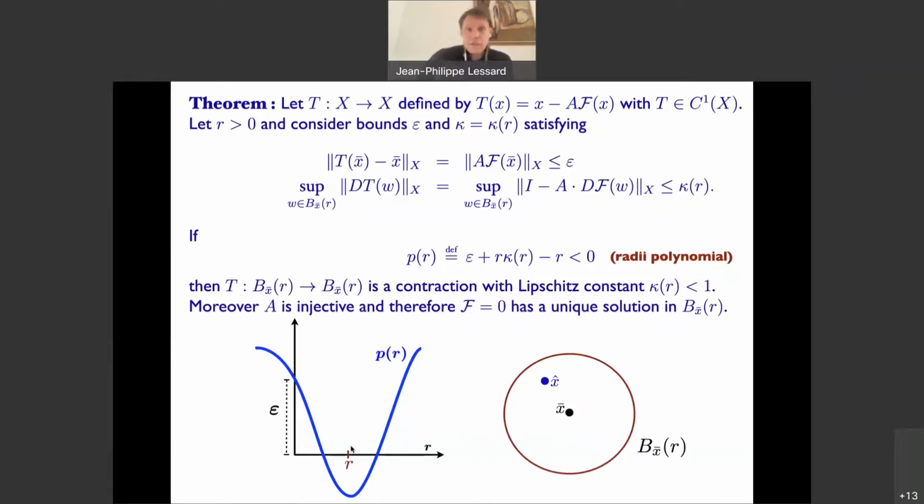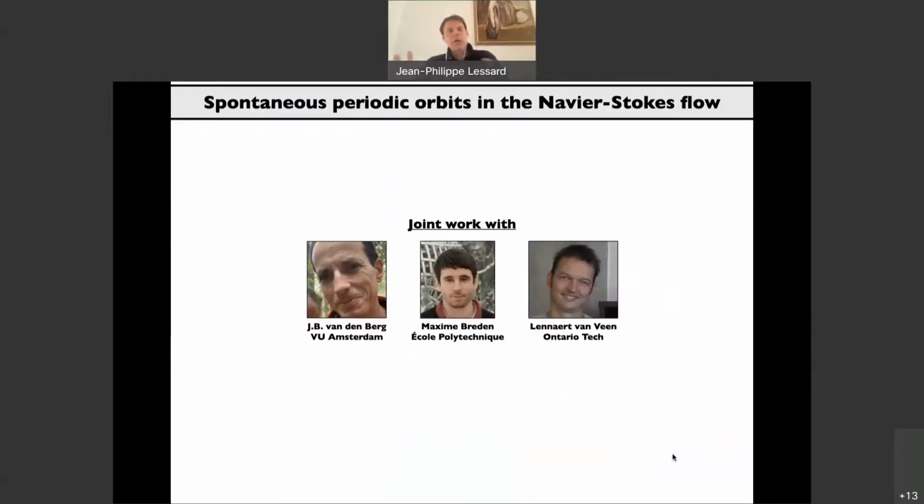All right, but the idea is then the following. So you have a map, and then you actually take a finite dimensional projection, you compute an approximate solution, and then you get this approximate inverse A, you compute these bounds, and then you hope that you'll be able to find a positive R so that this polynomial is negative, in which case you'll have a unique zero of F in the ball of radius R. Okay, so that's the general idea.